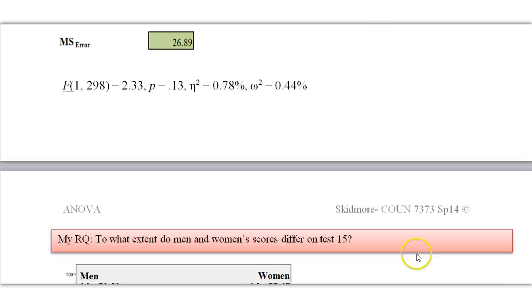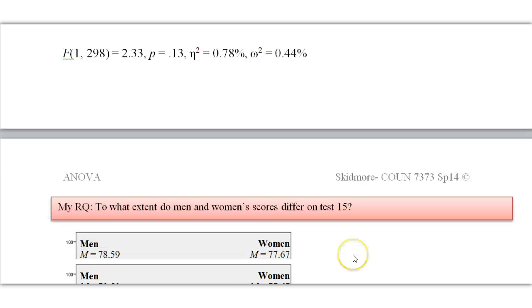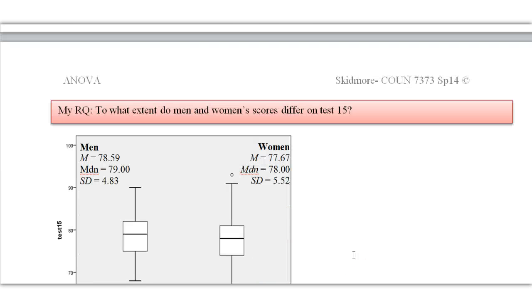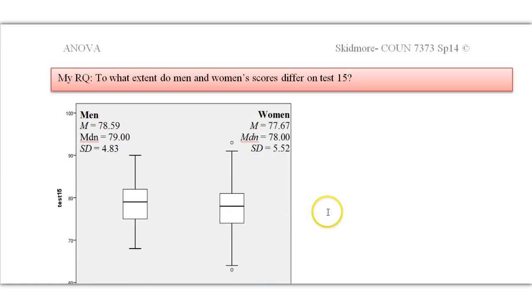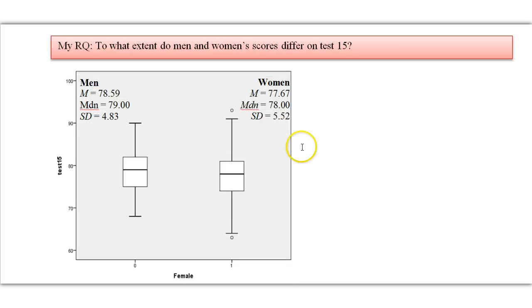Okay, so let's go back to the research question that we had originally. To what extent do men and women's scores differ on test 15? Well, we can look at the box plot and some descriptives to help us understand that. So we see obviously that their scores differ. The mean for the men was 78.59, the women 77.67. We look at the median, 79.78, and their standard deviations, the women's scores were a little more spread out.